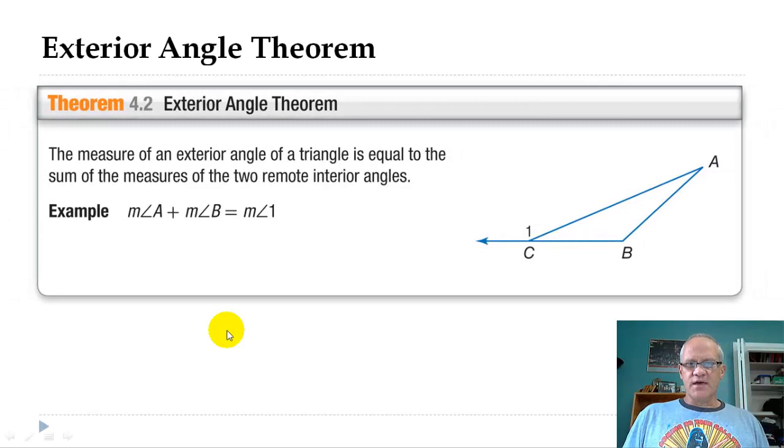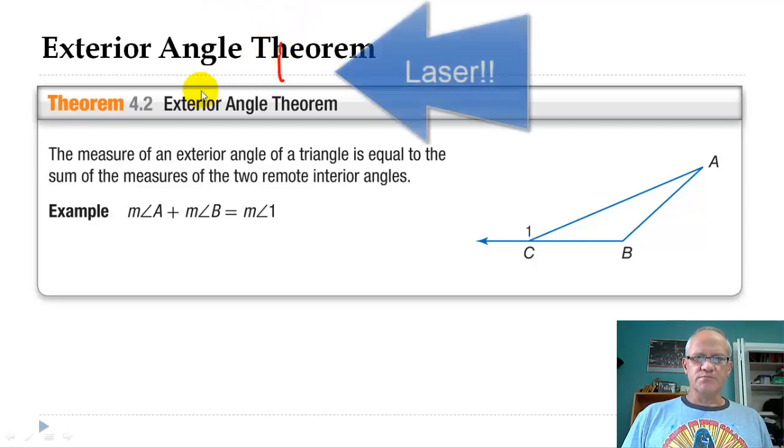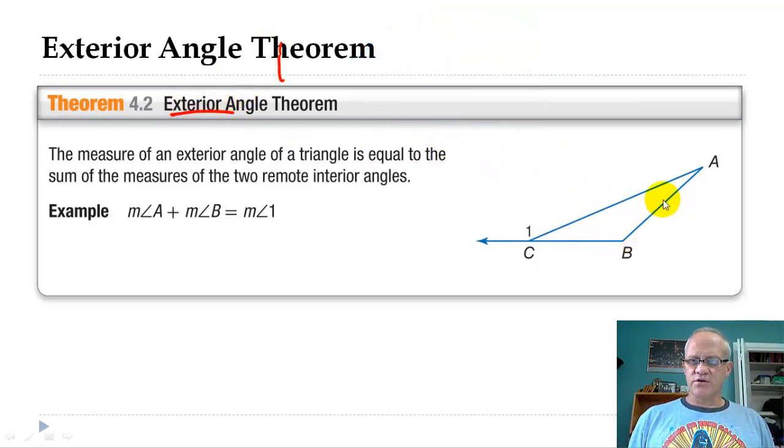Now we're going to talk about the exterior angle theorem. Okay, so this is something you may not have seen before, but it's kind of along the same lines as what we're dealing with here now. First of all, exterior. What does exterior mean? Exterior is outside the triangle, okay? So in the middle of this triangle is interior, and anything else out around here is exterior. So it talks about this exterior angle.